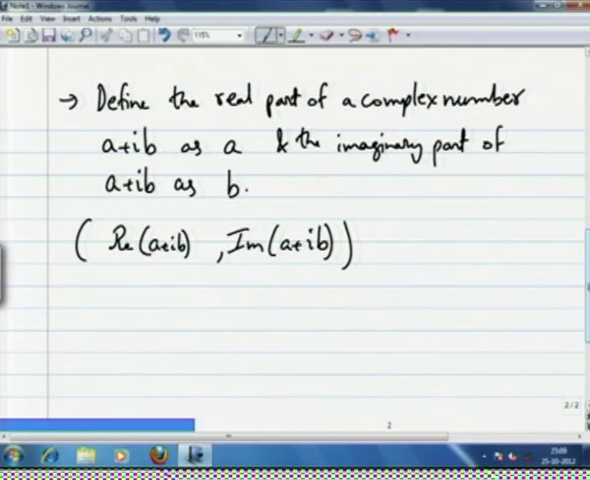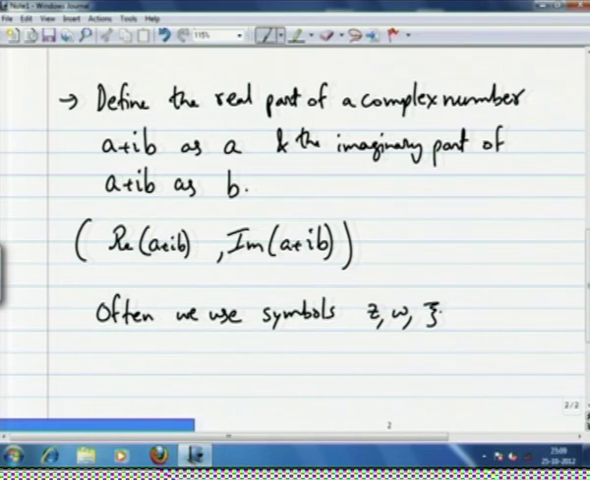Okay. And often we use symbols like z, w, zeta, etc. to denote a complex number. Okay. So, that is just a symbol.